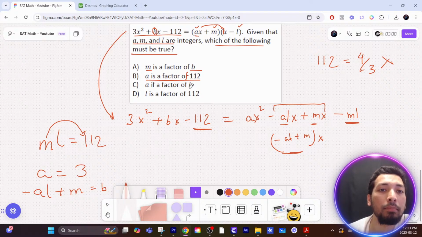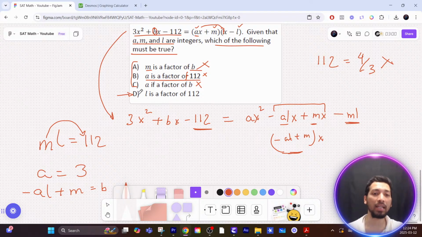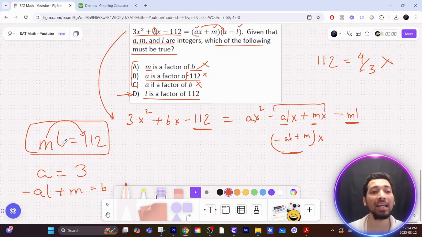A is a factor of b. I don't know b, so I cannot have this option. If I eliminate these three options, I am left with option D. And option D makes sense because l is a factor of 112. We know that l is an integer, and by this equation I can see that m times l is equal to 112. m is also an integer, so two integers are multiplied to give 112. So m and l are both factors of 112. This is our answer, option D.